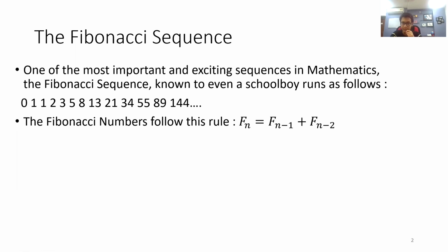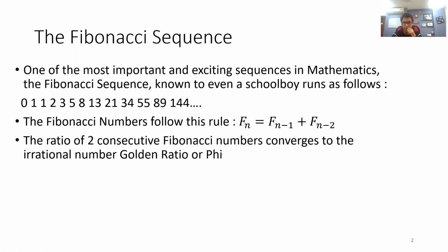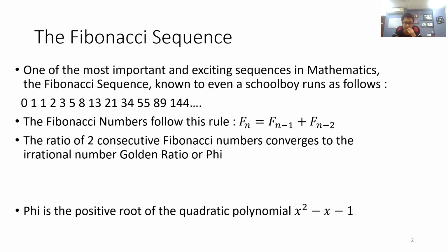The Fibonacci numbers follow this rule: Fn equals Fn minus 1 plus Fn minus 2. So the nth Fibonacci number is the sum of the two previous Fibonacci numbers. The ratio of two consecutive Fibonacci numbers converges to the irrational number golden ratio, or phi.